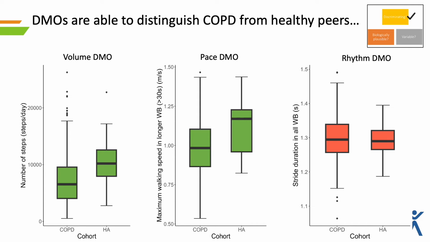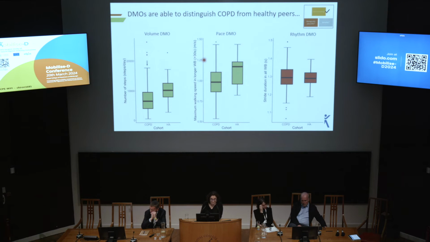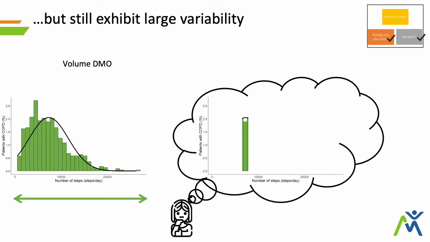And we didn't find a difference in stride duration, that's a rhythm DMO, between COPD and healthy adults. And this also makes sense because we wouldn't expect this DMO to be affected by chronic obstructive pulmonary disease. So we have DMOs that are able to distinguish the disease from healthy, but still the DMOs exhibit variability. And this is also important because it's been mentioned in the morning that we are talking about performance, not about capacity. And we know that out there is variability.